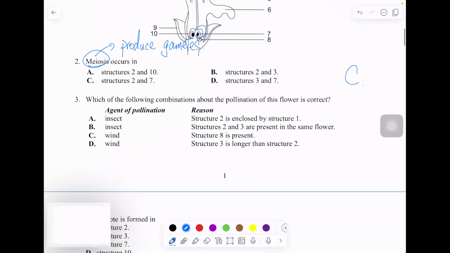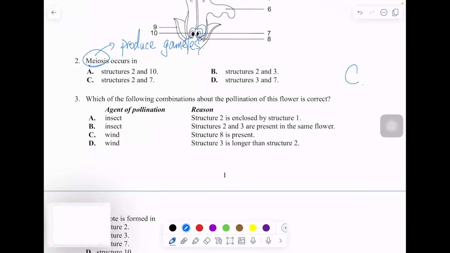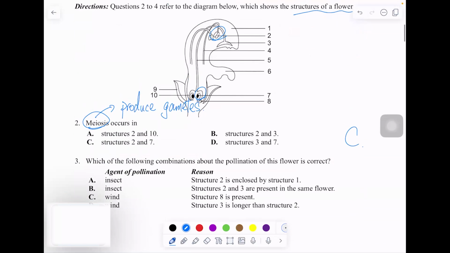Next, which of the following combinations about the pollination of this flower is correct? Inside this would be flowers, and we can see that the anther is lower, a lot shorter than the stigma. So in this case, we can interpret that it would be a type of insect pollination.